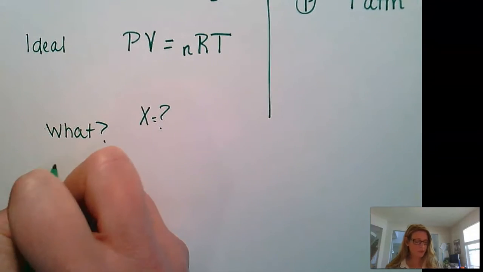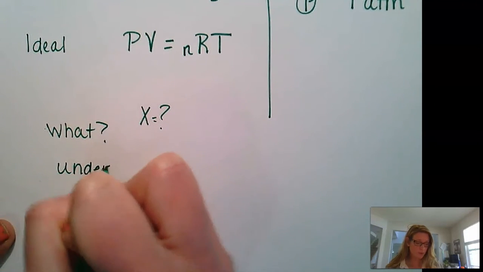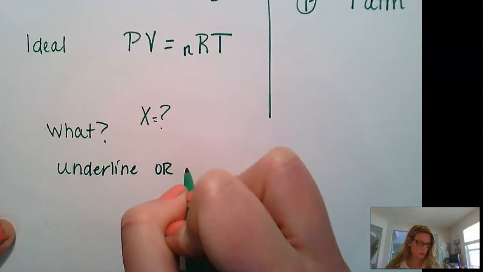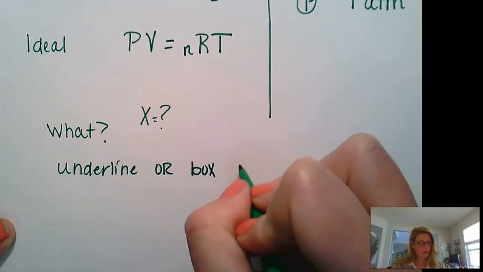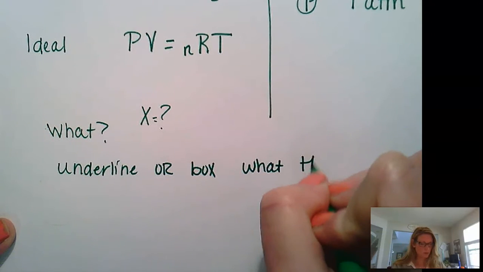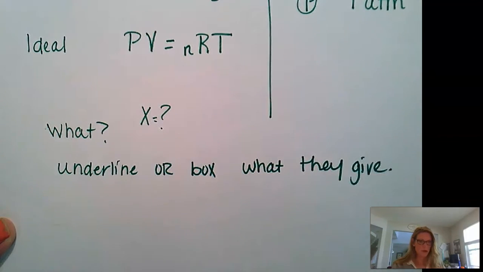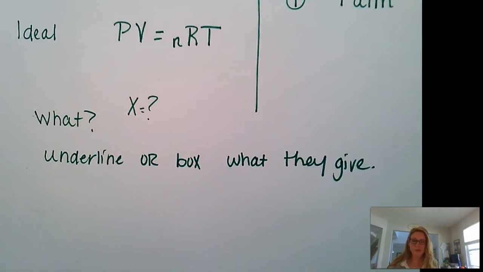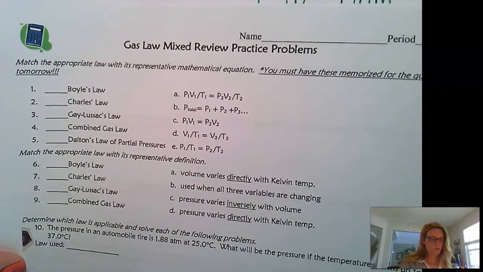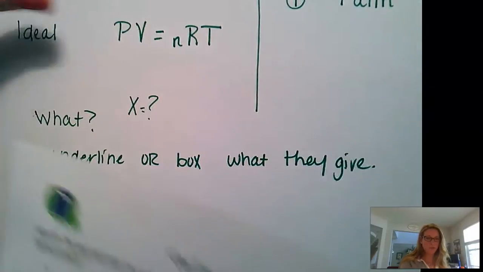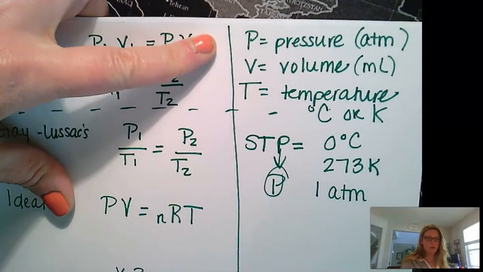The second thing I want you to do is underline or put a box around whatever they give you. So whatever they give you, I want you to take it and put a box around it. The first one that we're going to look at to see how that works is on this page, the Gas Law Practice Problems Mixed Review. I'm going to keep this page right here with me, so I have all of this information at my disposal, and I'm going to move it off to the side.